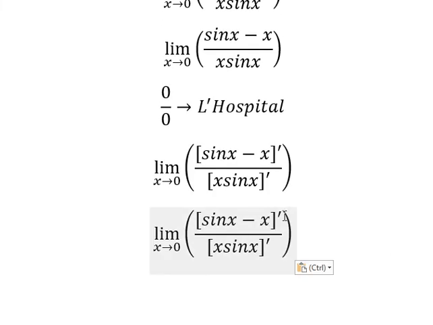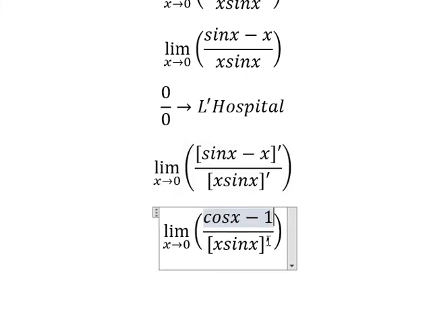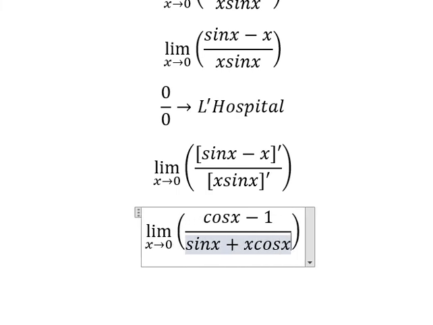The first derivative of sin x is cosine x. The first derivative of x is the number 1. For this one, we apply the product rule of derivatives. So we take the first derivative of x, which is 1, and we have sin x. The first derivative of sin x is cosine x.